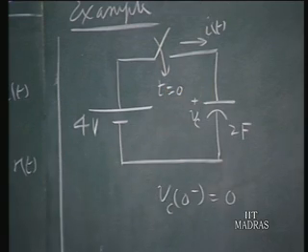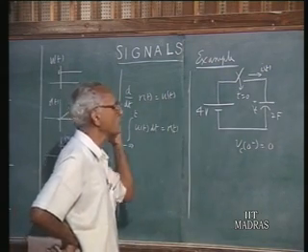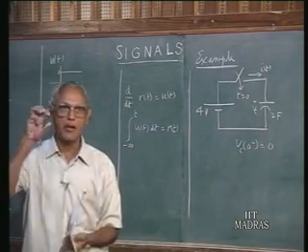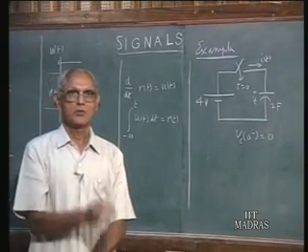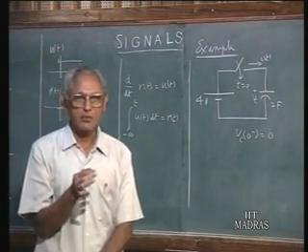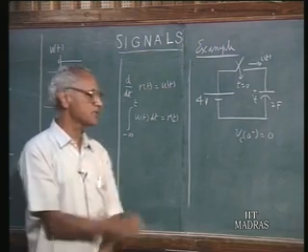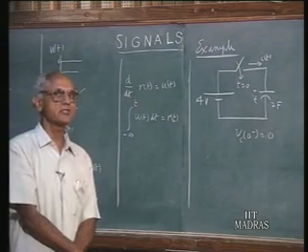So the capacitor voltage before t equals 0 is 0, and immediately after that it must jump to 4 volts. That means 8 coulombs of charge must be dumped on the capacitor in 0 time. So the charge in the capacitor at t equals 0 minus is 0, at t equals 0 plus it's 8 coulombs. So 8 coulombs must be dumped on the capacitor in no time at all, in the interval from 0 minus to 0 plus.